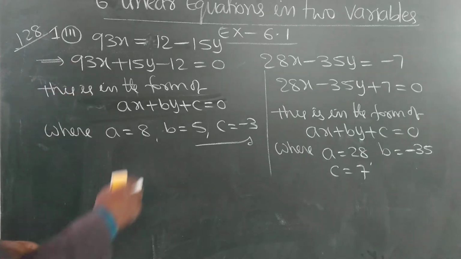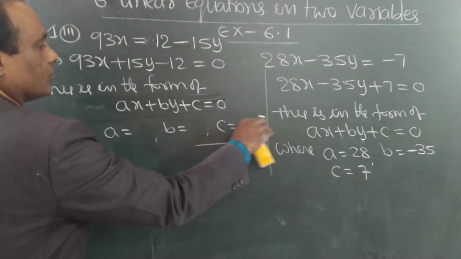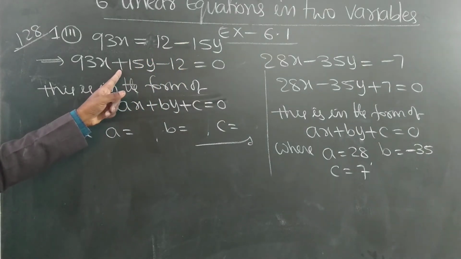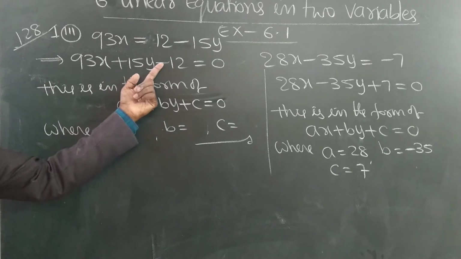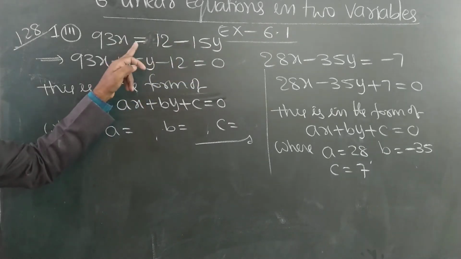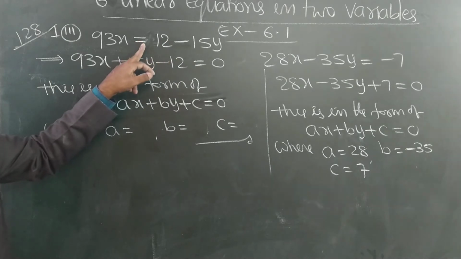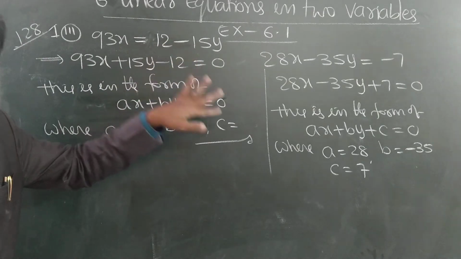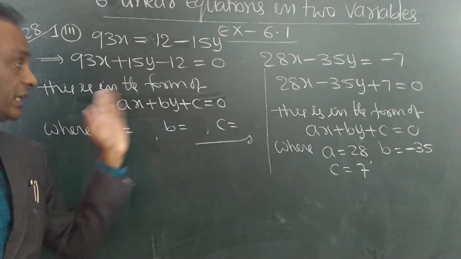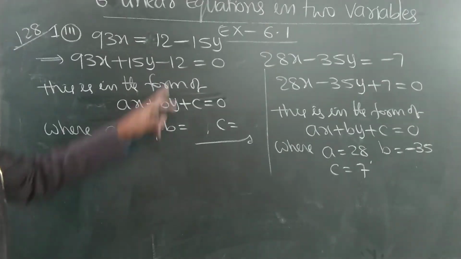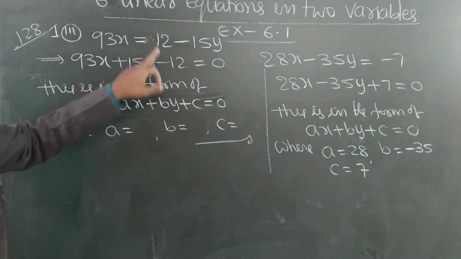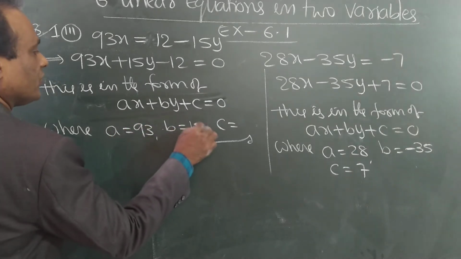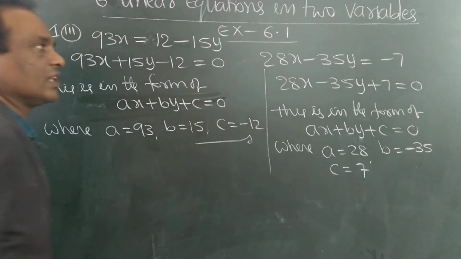Write down a, b, c values. Minus 15y this side plus 15y, plus 12 to the left side minus 12. When you are changing the numbers from one side to the other side of the equal symbol, minus will become plus, plus will become minus, divide will become into, into will become divide, like that. So minus will become plus, plus will become minus. A is equal to 93, B is equal to 15, C is equal to minus 12. That's all.